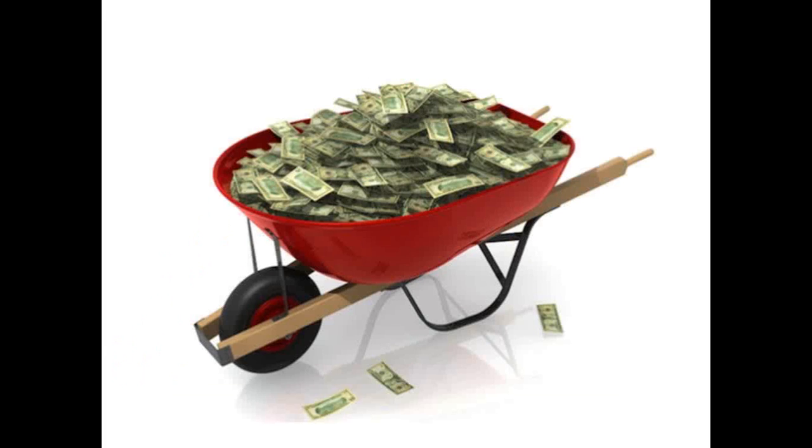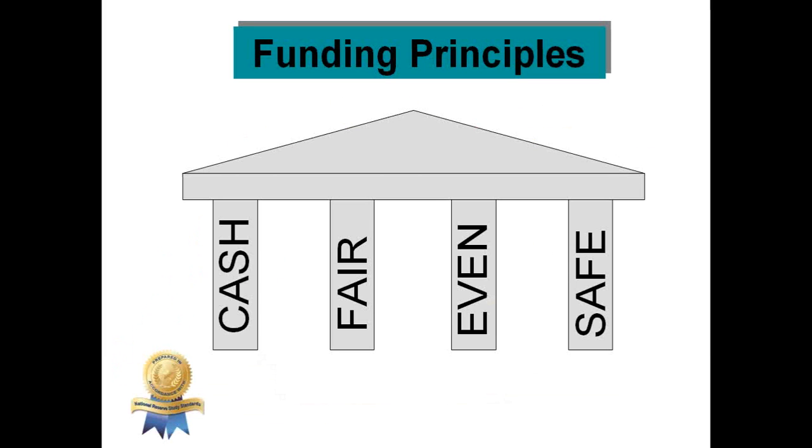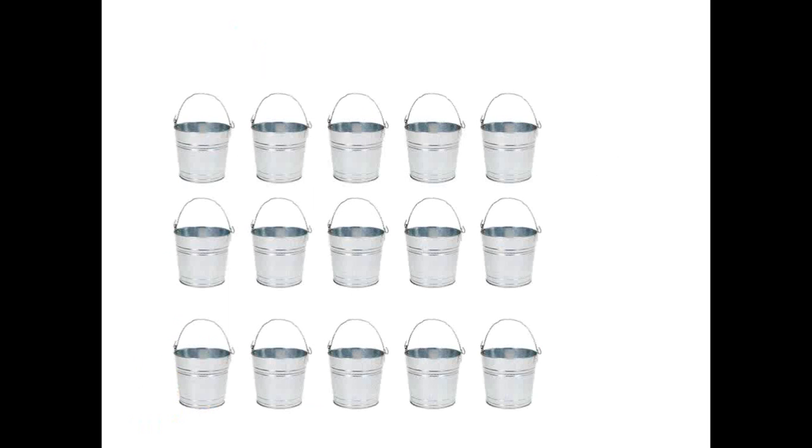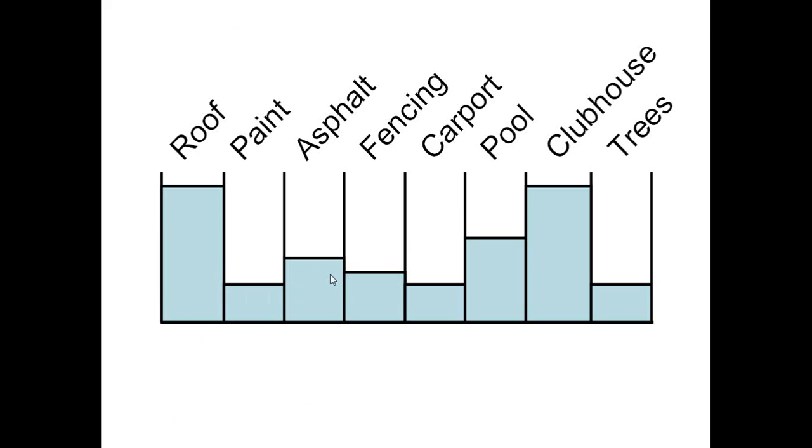But let me show you something that it's all about. The funding really is moving money where you want to be, when you want to be. National Reserve Study Standards gives us some guiding points. We want to have sufficient cash. It needs to be fair. It needs to be spread evenly across the ownership base, and it needs to be safe, not in a risky situation. So the straight line method is a lot of buckets. It's the roof bucket, the paint bucket, the asphalt bucket, into which you pour money, and then each one of these will grow individually. So there's carport money, and you're saving carport money for a carport project.